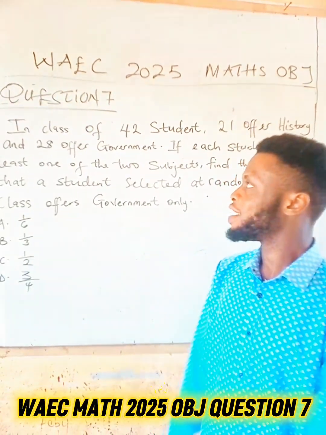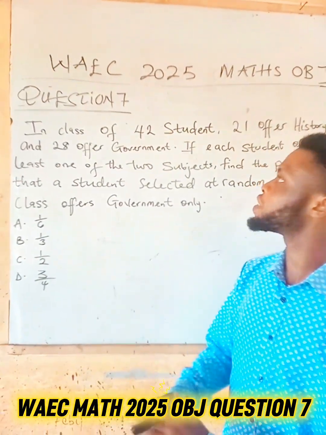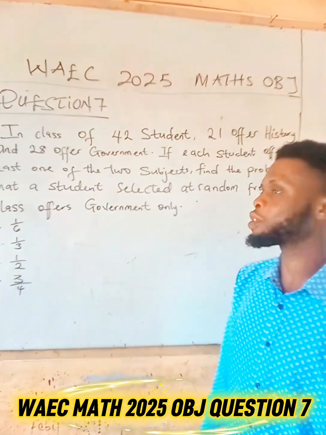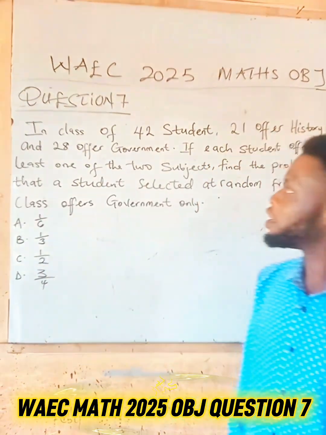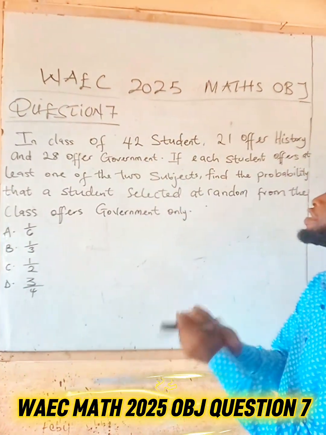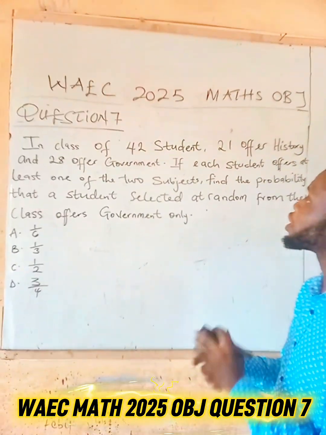Welcome to my channel. Today we're going to solve question 7 for WAEC 2025 Maths Objective. The question is on set theory. This is on Venn diagram.